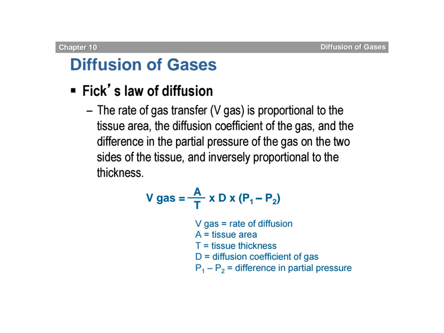If we put everything together, we have Fick's law of diffusion. So V gas, which is the rate of gas transfer, is equal to the area divided by the thickness of the tissue, multiplied by the diffusion coefficient, multiplied by the difference in partial pressure.